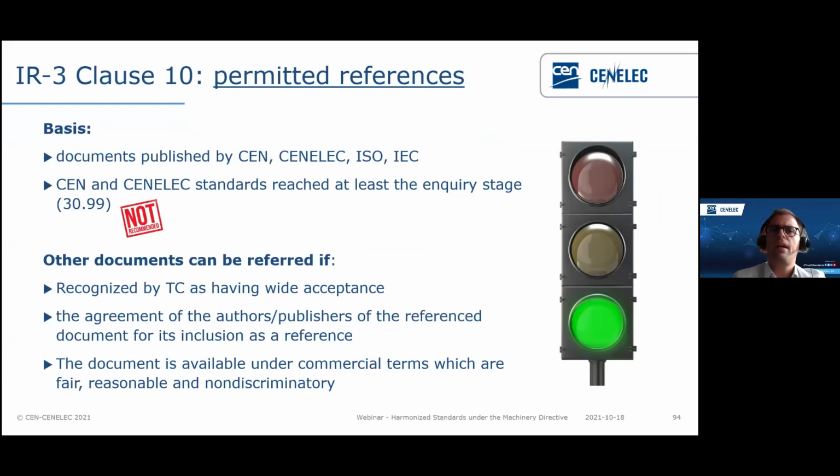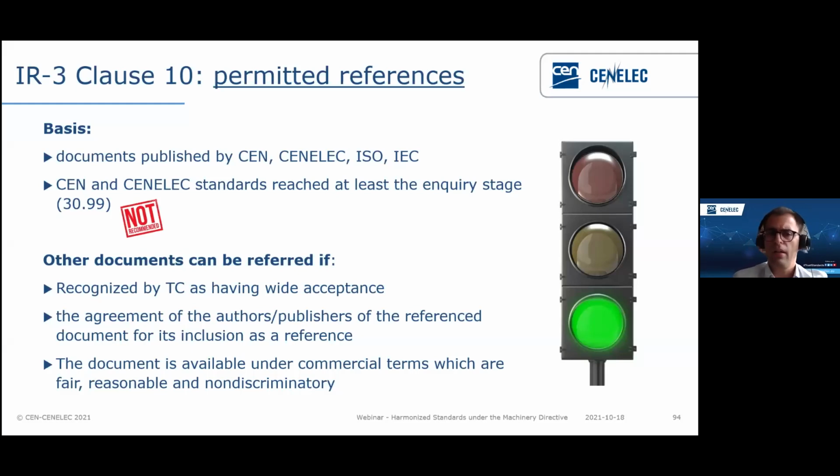And I would say that as a general rule, normative references should be documents that are published by CEN, CENELEC, ISO, and IEC. So they are the recognized standardization organizations. Exceptionally, CEN and CENELEC draft standards that arrived at least at the inquiry stage, like the prENs or even FprENs at formal vote, could be used, but it's not really recommended because at the publication of the standard, you need to ensure that these normative references are already a sort of stable document. Other documents can also be used under certain conditions.